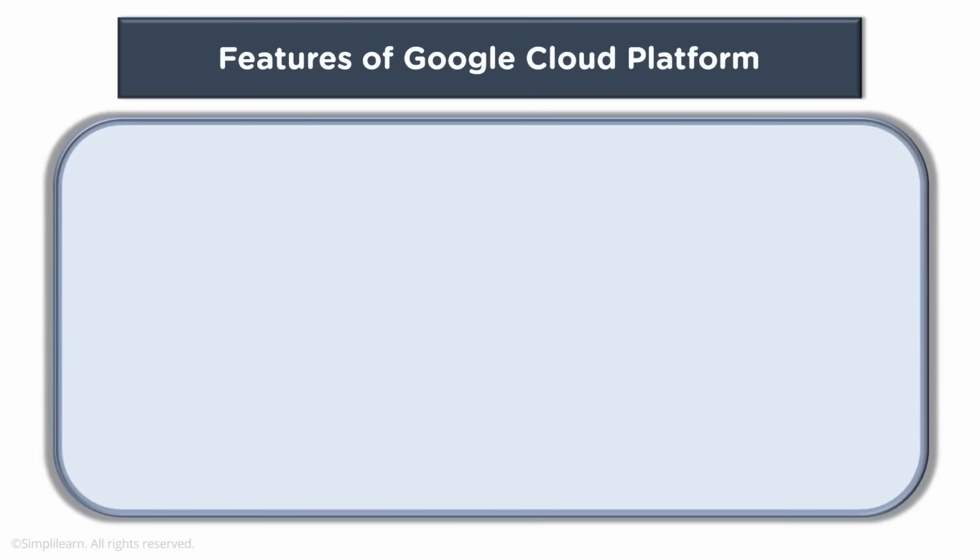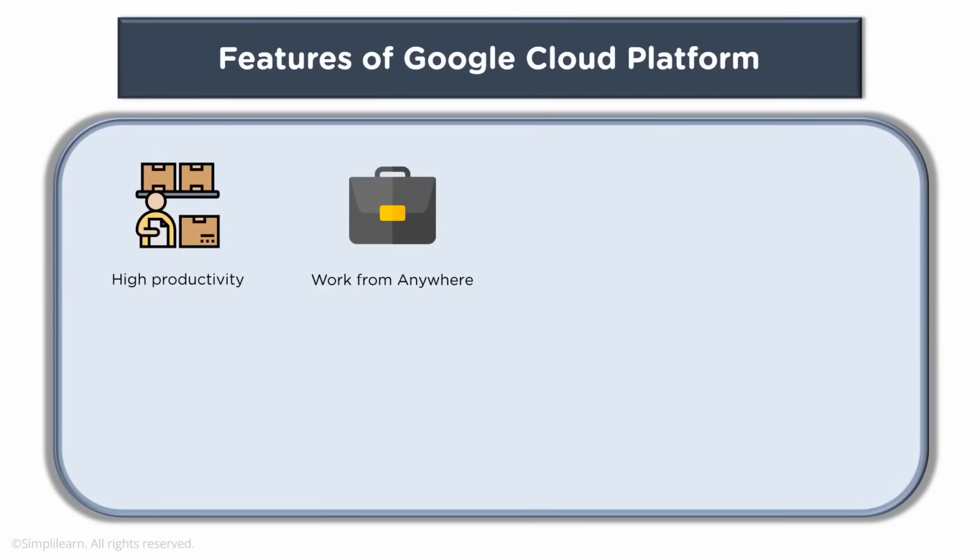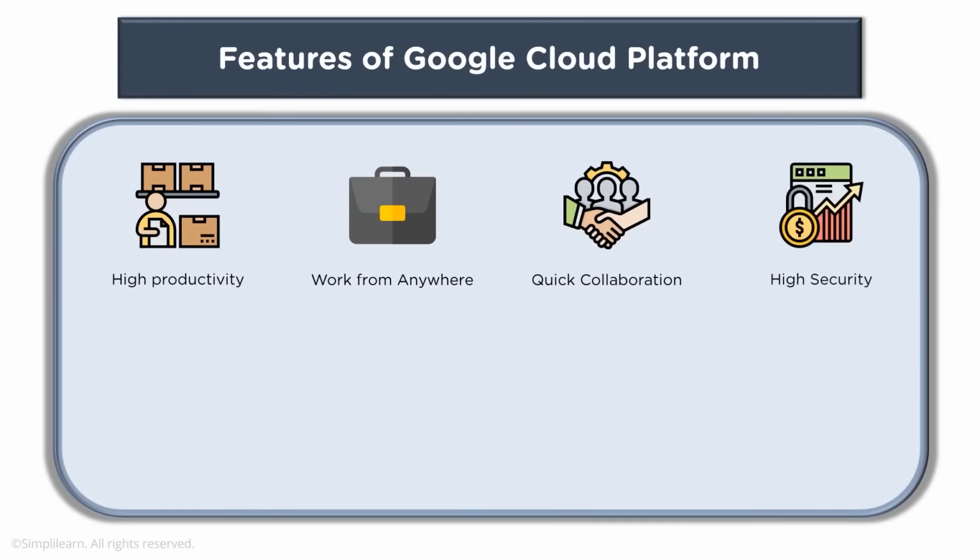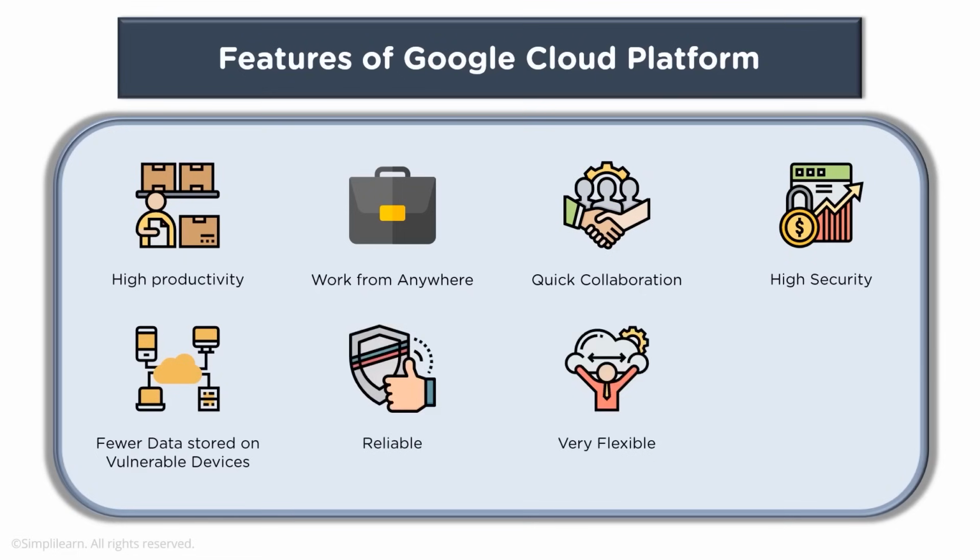When we talk about features of Google Cloud Platform, it offers high productivity because you are using resources based on the same infrastructure which Google uses for its own use cases. You can work from anywhere provided you have an internet connection, and you can connect to the cloud platform and use different services offered via web. You can quickly collaborate with different teams or colleagues working on different projects which might be sharing or using different GCP resources. You benefit from high security and the different encryption and security mechanisms which GCP offers. There is less data stored on vulnerable devices. There is high reliability, flexibility, and scalability, and the cost effectiveness really makes it a good choice when you want to benefit from infrastructure modernization and using a cloud platform solution for your use case.